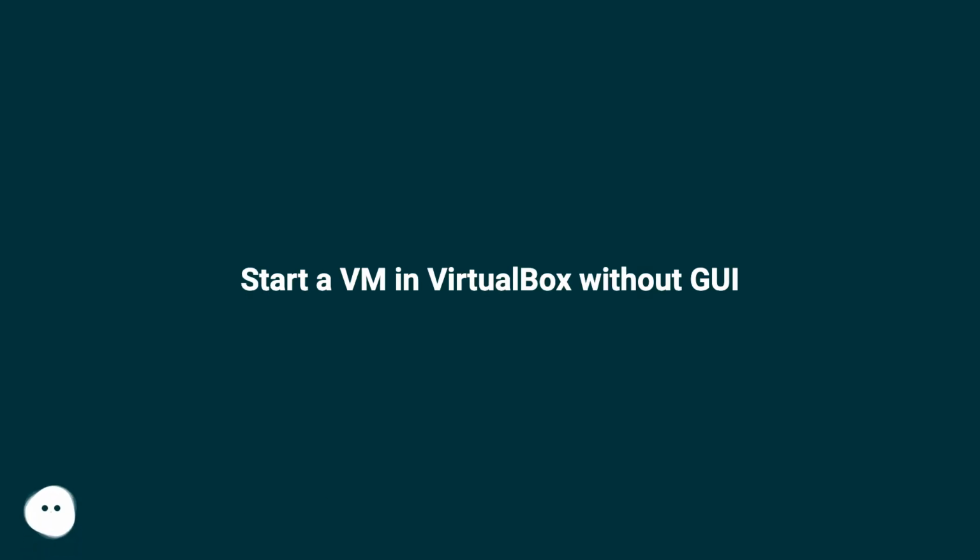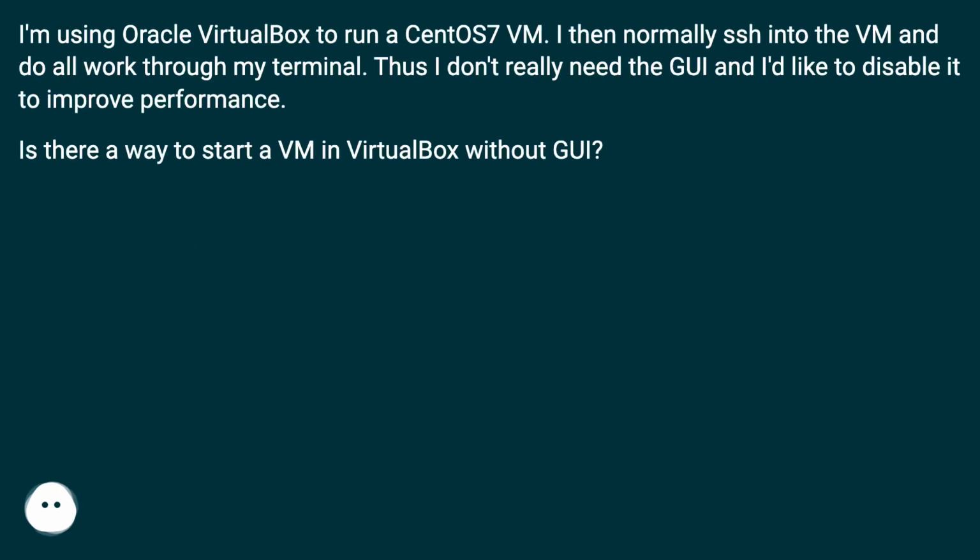Start a VM in VirtualBox without GUI. I'm using Oracle VirtualBox to run a CentOS 7 VM. I then normally SSH into the VM and do all work through my terminal. Thus I don't really need the GUI, and I'd like to disable it to improve performance. Is there a way to start a VM in VirtualBox without GUI?